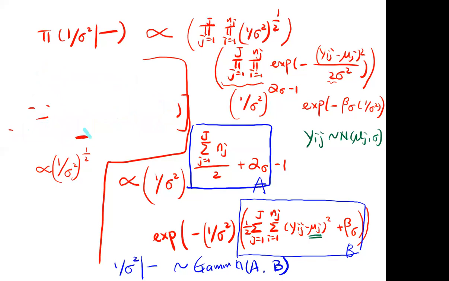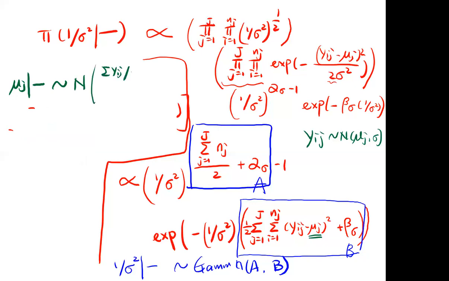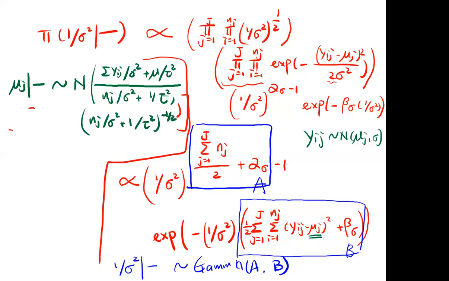When you update the mu j, let me write it here. So the mu j, I think earlier we had, is normal. Well, it's just the sum of Yij divided by sigma squared, plus mu divided by tau squared, over nj over sigma squared plus 1 over tau squared, that's the mean. And the standard deviation is nj over sigma squared plus 1 over tau squared, to the negative 1/2. Okay. So what do you see here?